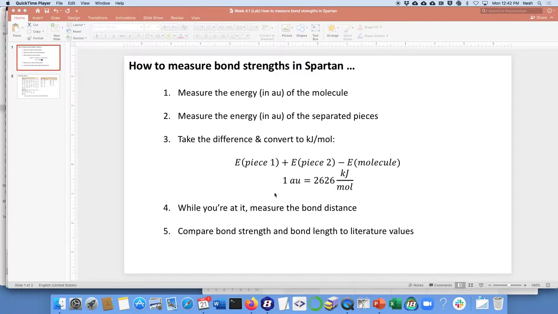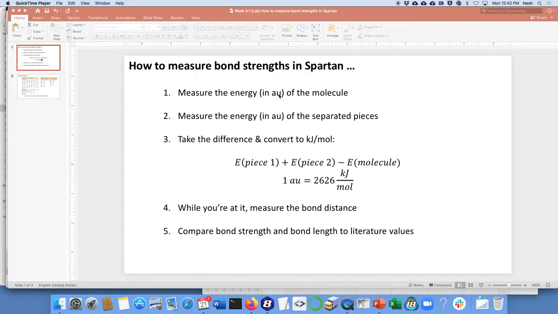So here's just the general outline. We're going to measure the energy in atomic units of the whole molecule that we're interested in. Then we're going to measure the energy of its separated pieces, take the difference between them, and convert using this conversion factor from atomic units to kilojoules per mole. And while we're at it, we'll measure the bond distance and then compare it to some literature values.